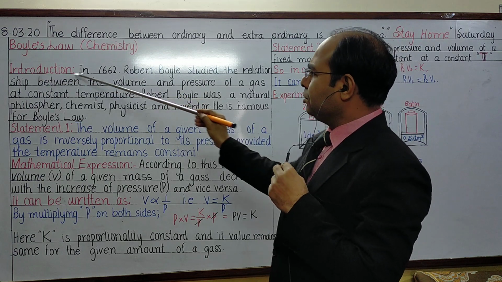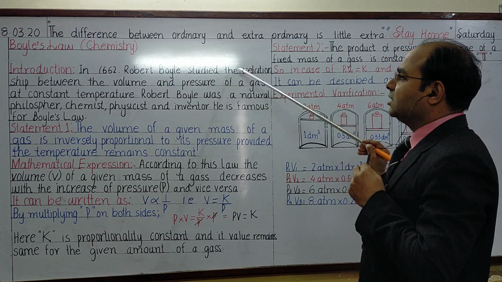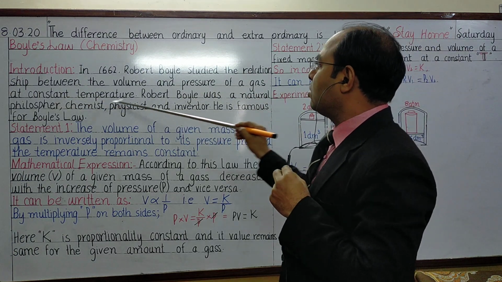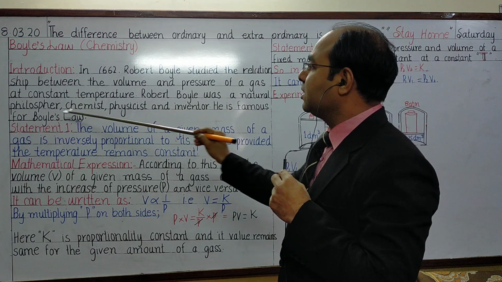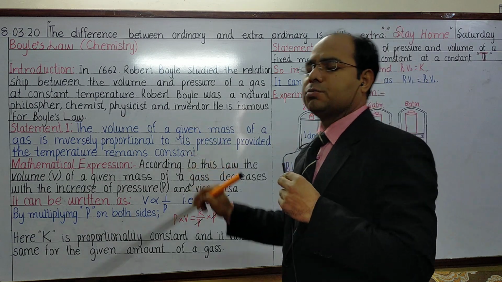Okay, now you see, the first part of this topic is introduction. Please see here on the board, introduction. In 1662 Robert Boyle studied the relationship between the volume and pressure of a gas at a constant temperature. Robert Boyle was a natural philosopher, chemist, physicist and inventor. He is famous for his Boyle's law.